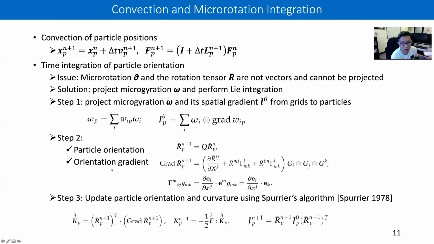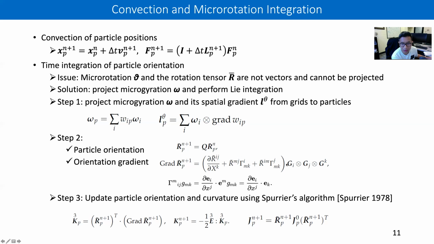So to obtain the orientation gradient, we need to consider two parts. One is the gradient of the microrotation tensor on a fixed coordinate system, which is the first term. And the second and the third terms come from the fact that we are dealing with a mapping between the covariance and the contravariance.